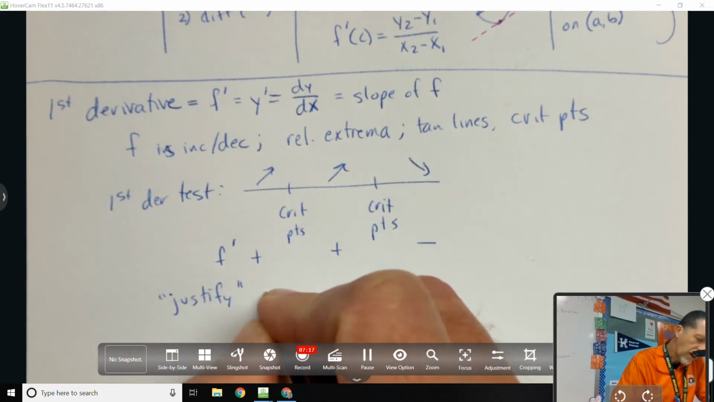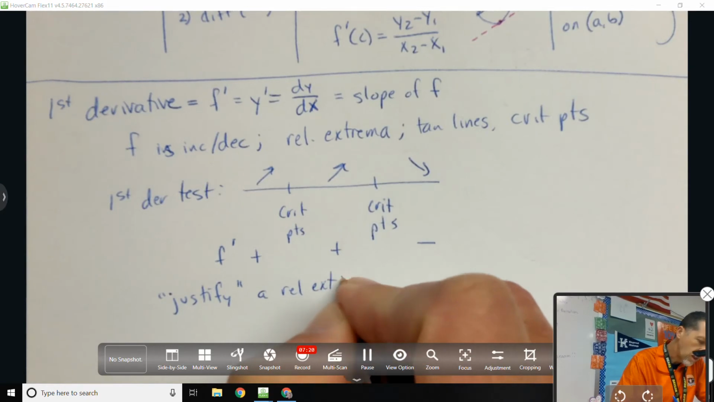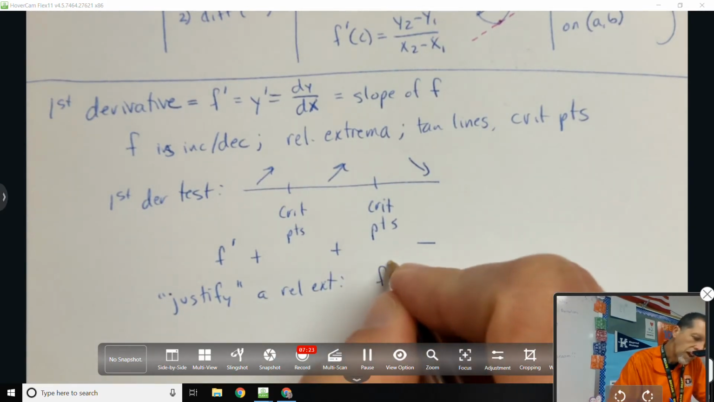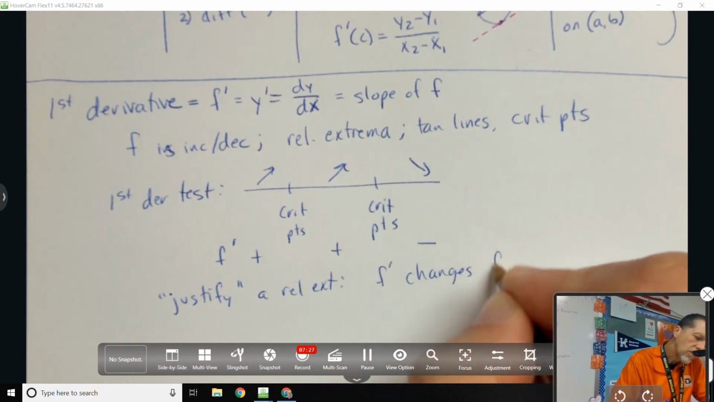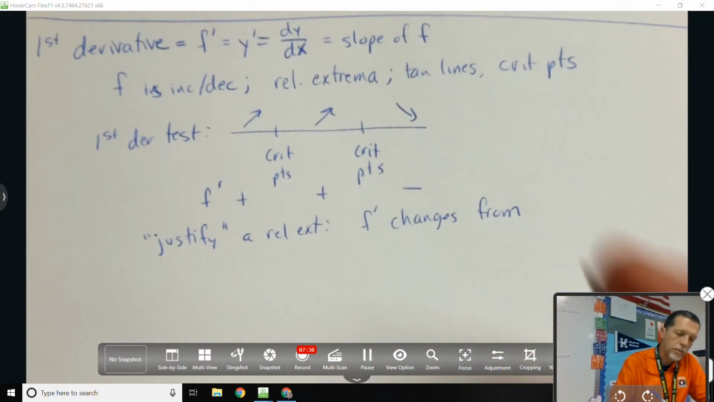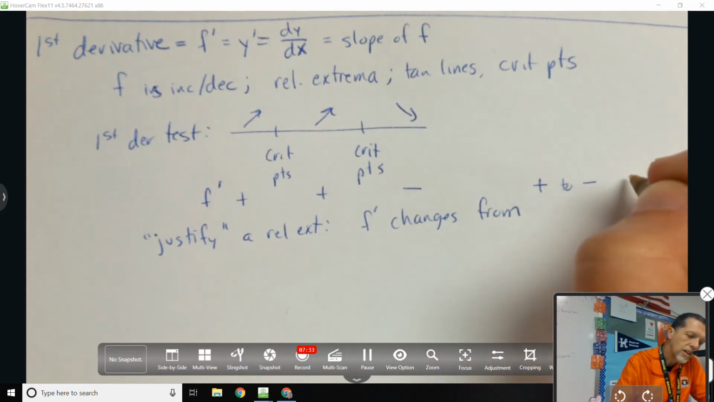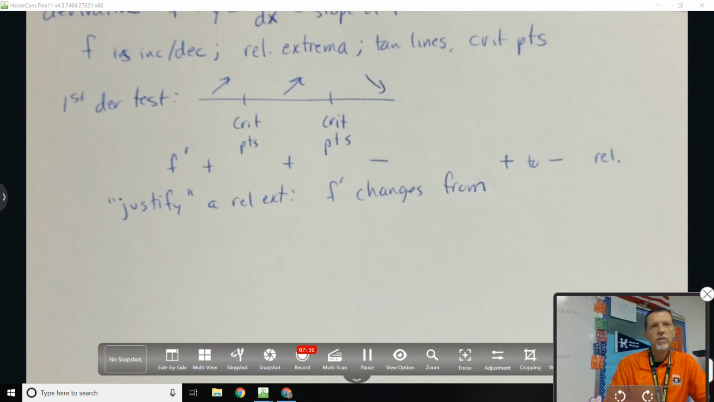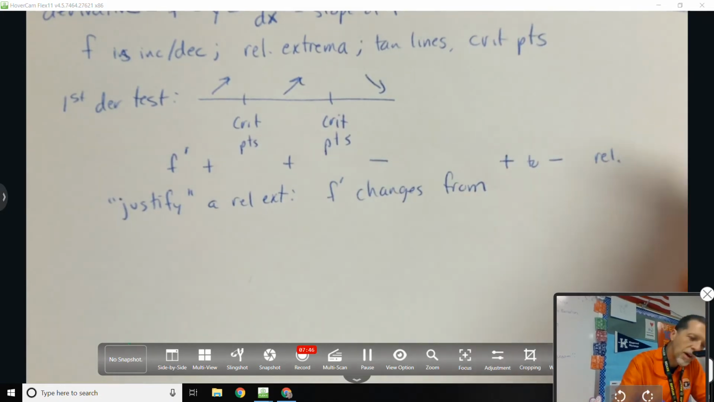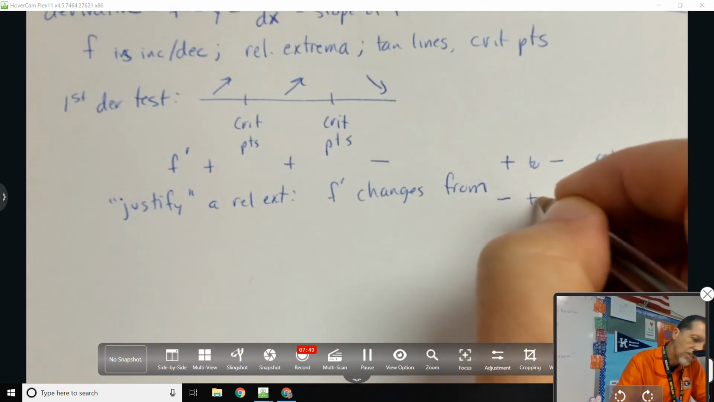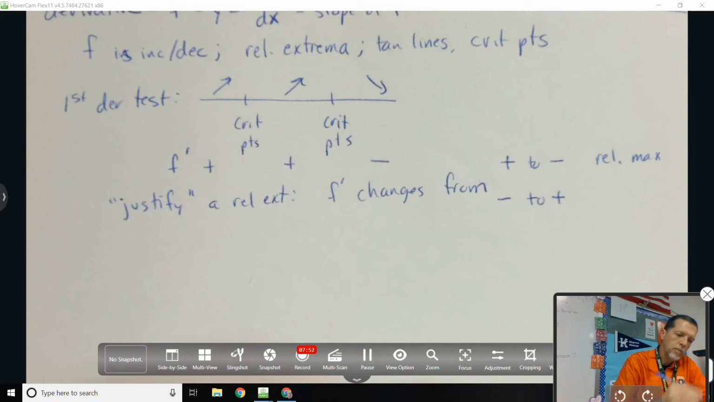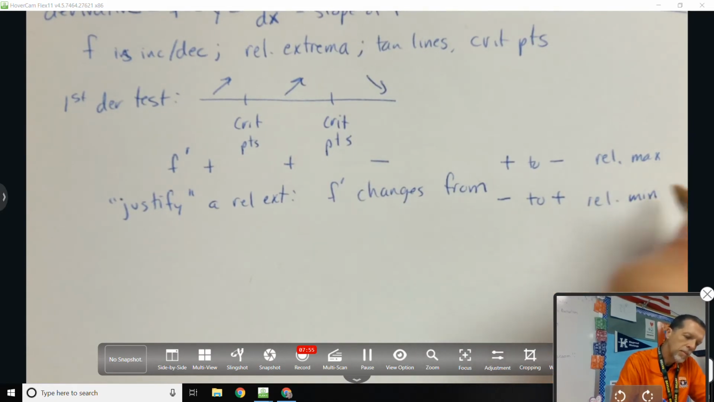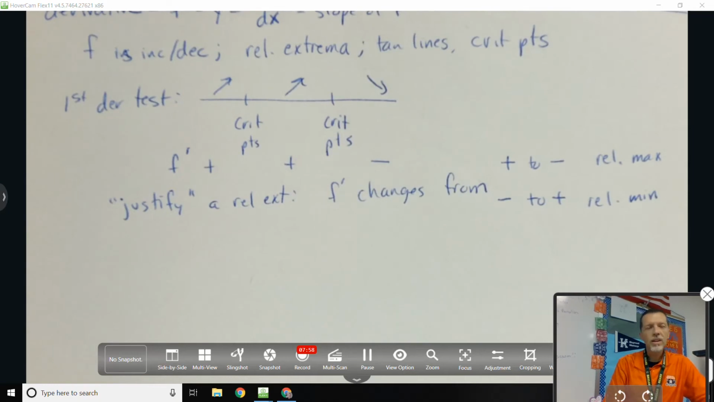So when we want to justify a relative extrema, I would say f prime changes from, and then we have two options, right? If we go positive to negative, then that's a relative. Which one is that? If f prime changes from positive to negative? Max. Yeah, I mean, several of you drew the little thing with your hand. That's fine. Yeah, that's a max. And if it changes negative to positive, going down to going up, that would be a relative min. That's the first derivative test. You draw the number line, look for changes in the first derivative.